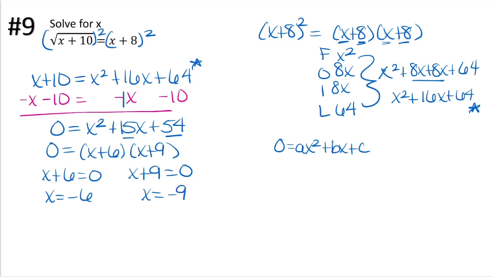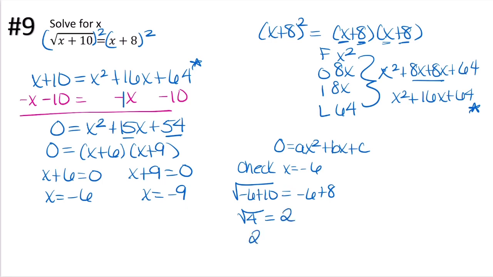Now remember, I always need to plug in my solutions and check. So I'm going to start off by checking x equals negative 6. So I have the square root of negative 6 plus 10, and I'm checking if that equals negative 6 plus 8. So I have the square root of 4 is equal to negative 6 plus 8, which is 2. So that's telling me that 2 equals 2, which is good. So negative 6 is a good solution.